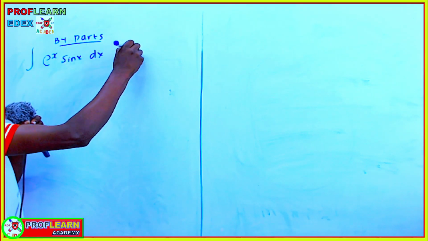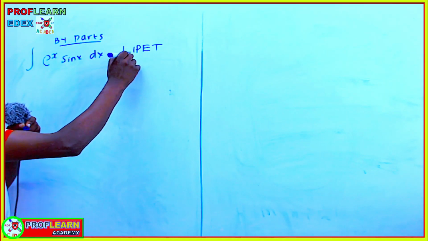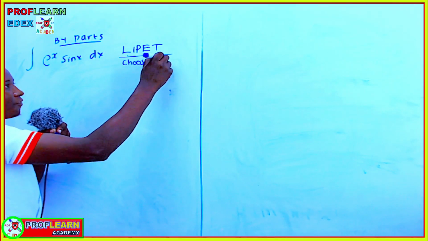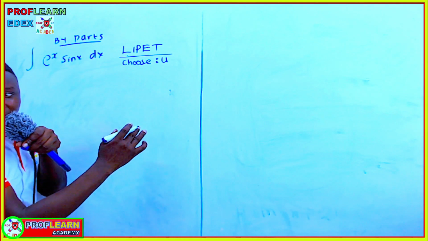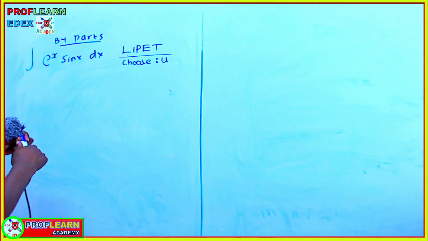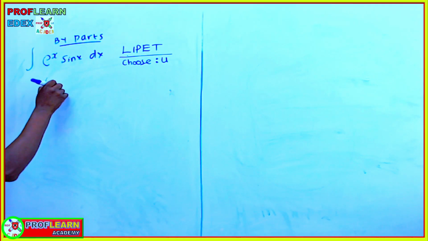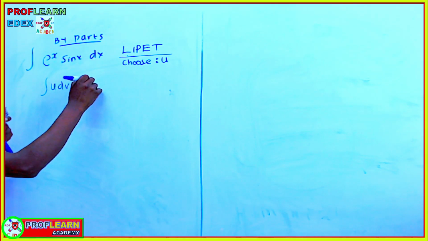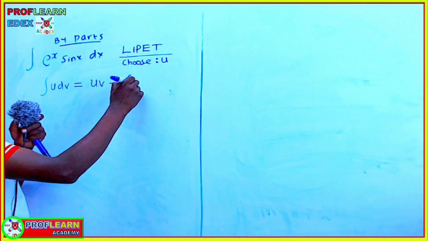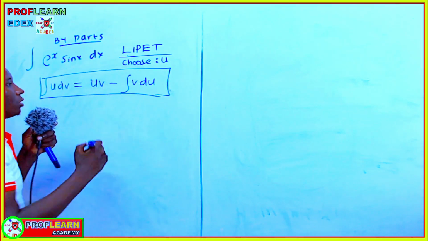So we're going to use what we call LIPET. We're going to apply LIPET there, and LIPET enables you to choose the value of u, and if you have chosen one to be u, the remaining one is going to be dv. So if you are integrating u dv, this is going to be uv minus the integral of v du. So this is integration by parts that we are going to perform.